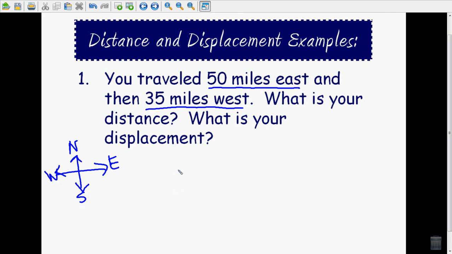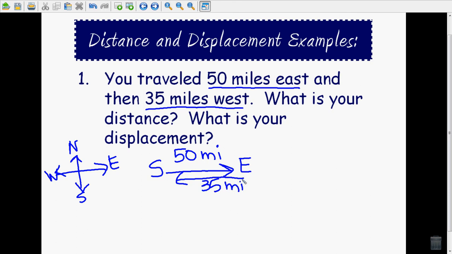So you've got 50 miles east, so they went 50 miles in this direction. They started here, traveled 50 miles in this direction, and then they ended. And then what did they do? They went west, not quite all the way back. They only went 35 miles in the opposite direction. So they want to know what their distance is, and they want to know what the displacement is.